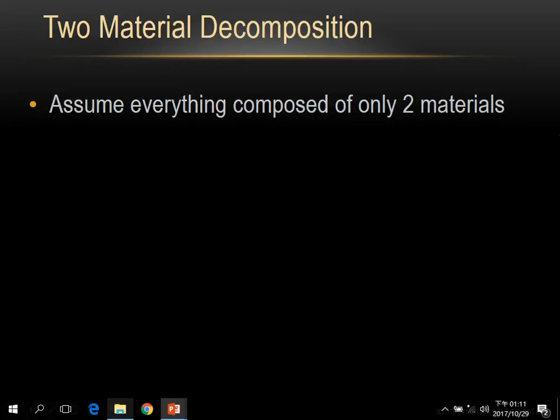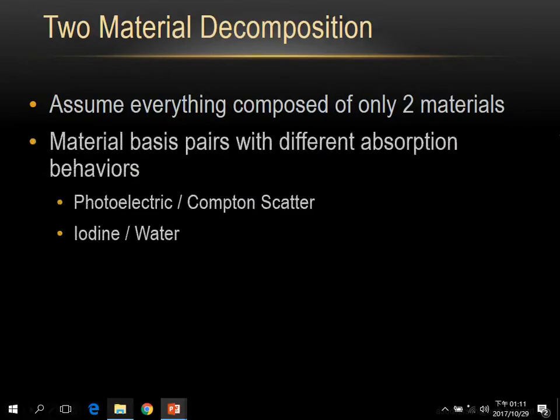So now that we know how the data is acquired, let's talk about how the data is post-processed to be able to use this in our clinical work. The first method is called two-material decomposition, and in these algorithms, the assumption is made that everything in the image is composed of only two materials. We can pick a variety of different options. These are some of the material basis pairs, they're called, that are most commonly used. So we can either separate things into those that behave like the photoelectric effect and those that behave like Compton scatter, or we can split into iodine and water as another very common pair.